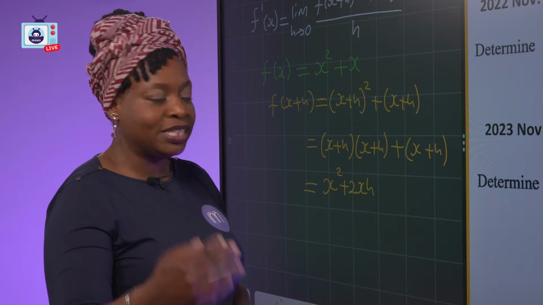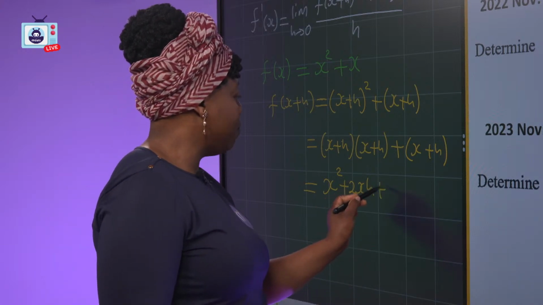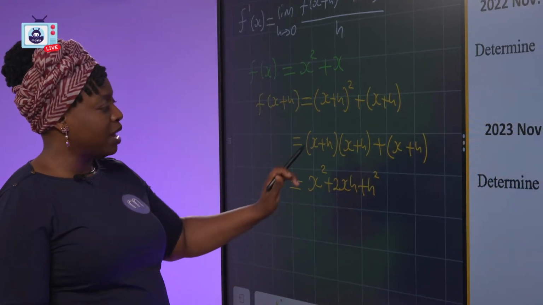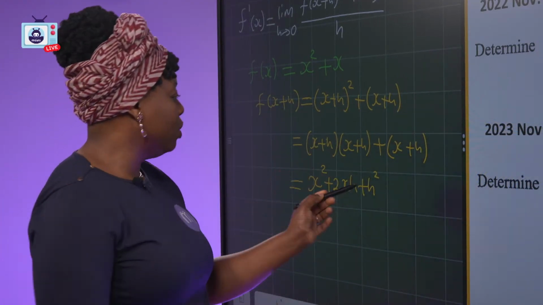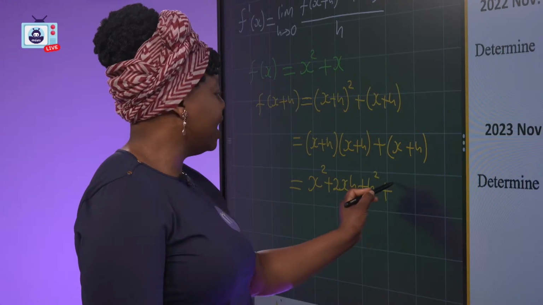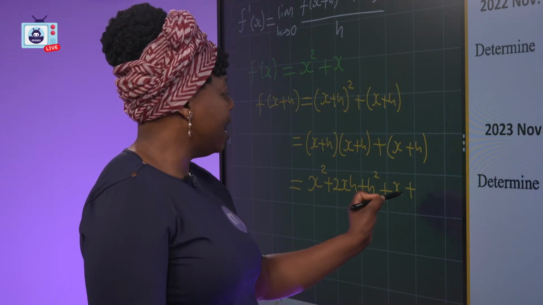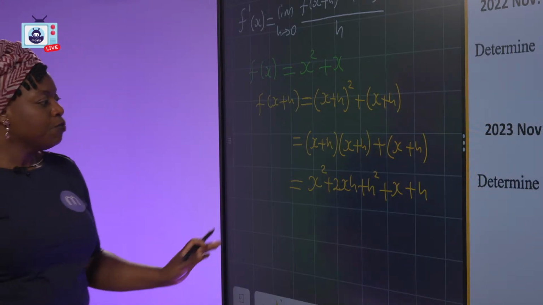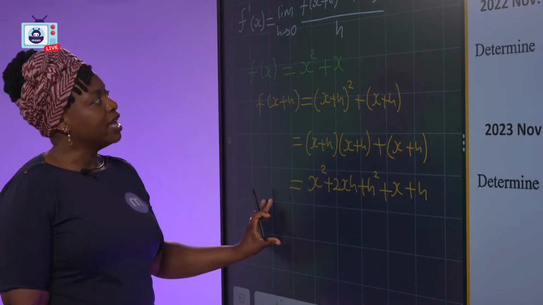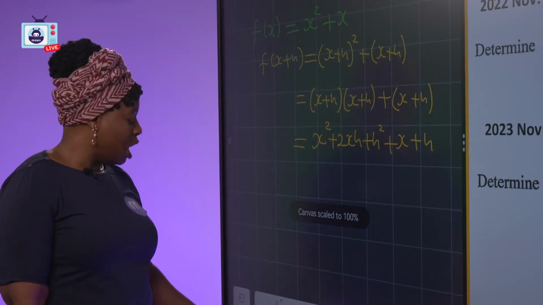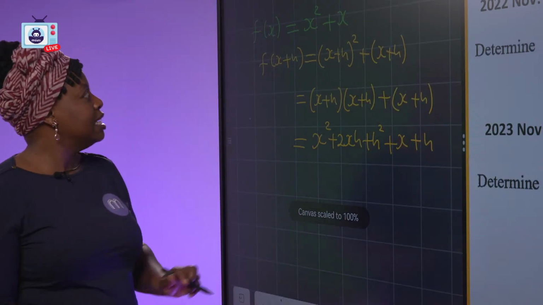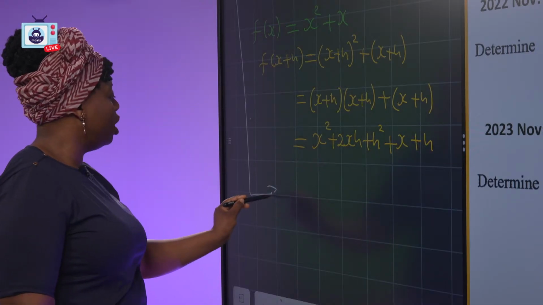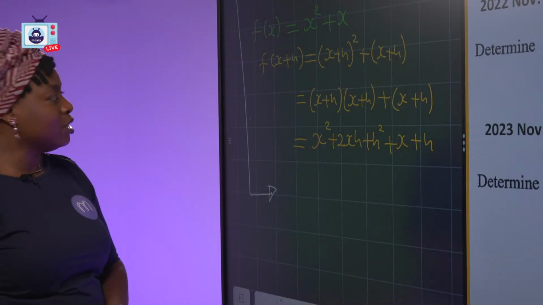Literally, it's similar to what we have just done on the other side. And as we go, you will see the pattern of what is happening there. Then we have h squared when we multiply h and h. Then we can now remove the bracket. We have x and then we have h. So that is what we have at this point. Then after here, we can substitute into our formula. So let's do that. Remember, this is our formula. So we are going to substitute all this inside our formula for us to get it right.